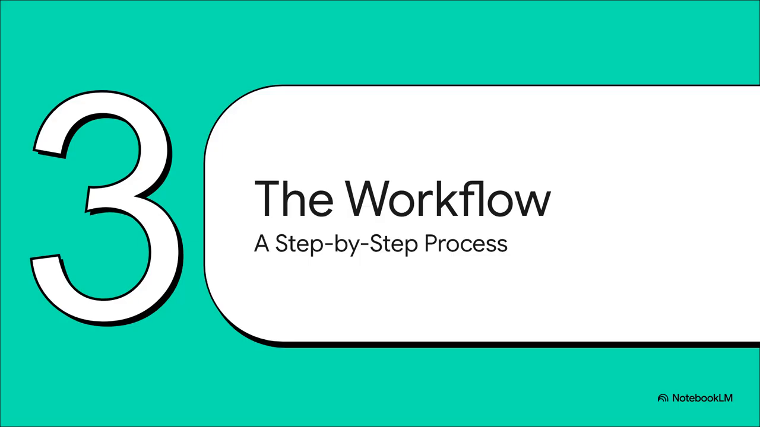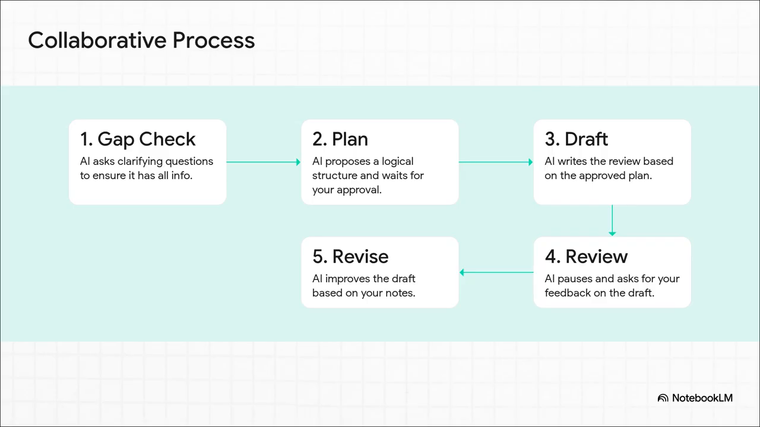Okay, so we've defined the what in our context package. Now it's time for the how, the workflow. This part is awesome. It's where you turn this from a one-and-done command into a structured, back-and-forth conversation with your AI assistant. And here's what that conversation looks like broken down into 5 steps. First, the AI does a gap check, where it asks you questions to make sure it has everything it needs. Then, and this part is crucial, it proposes a plan. It gives you an outline that you have to approve before it writes a single word.